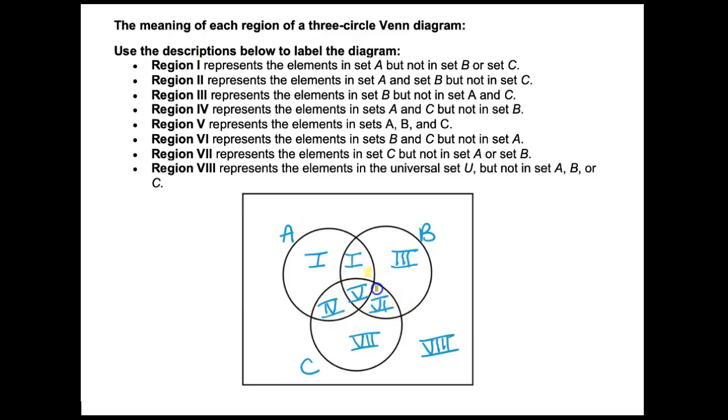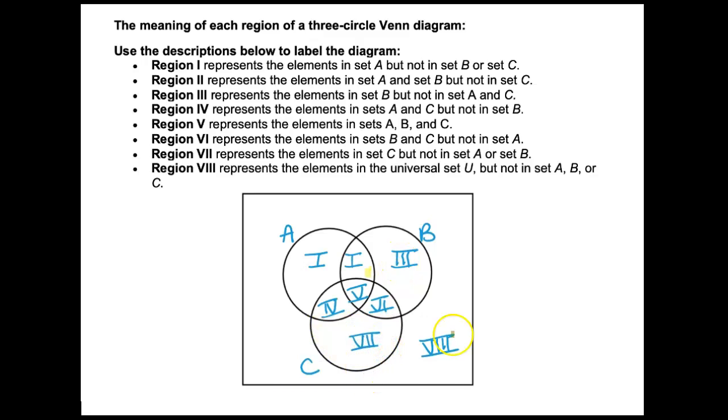And then region 6 would be right here. Region 6 represents elements that are in B and C, but not A, since that's not a part of circle A. The next part would be region 7, and that would be right here. That would represent elements that are in set C, but not A or B.